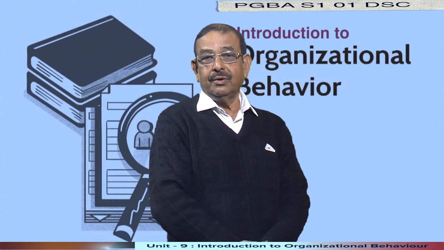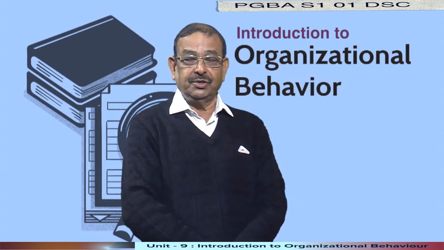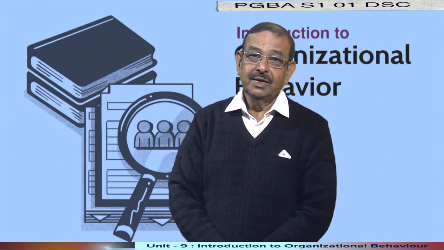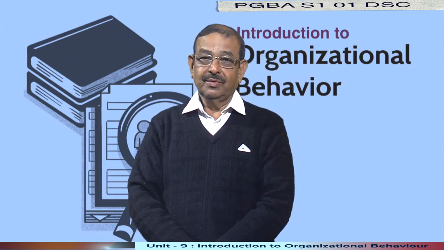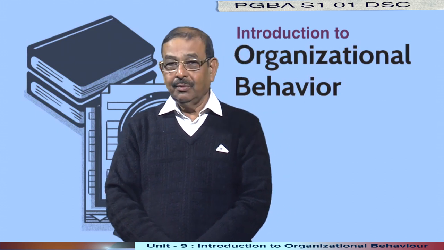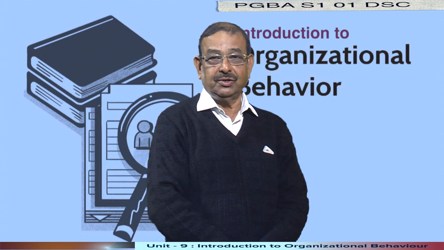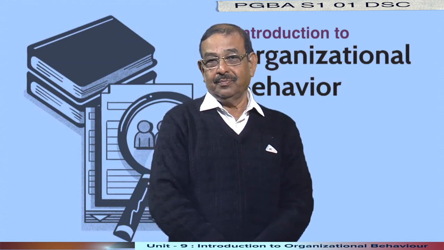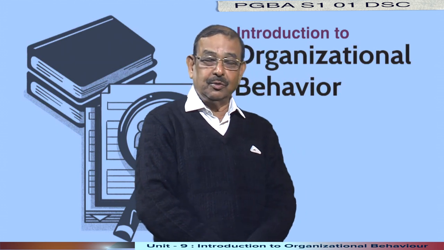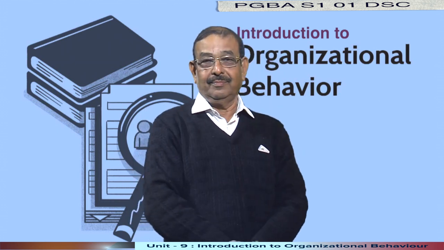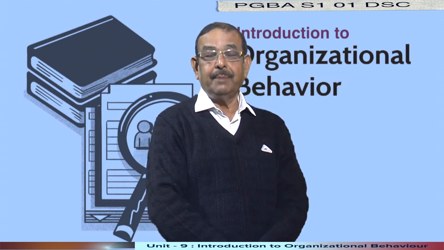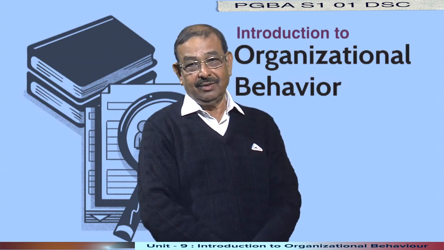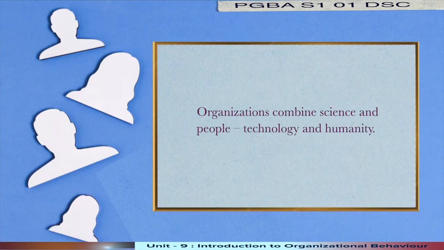So if someone wishes to work in an organization or to manage the organization, it is necessary that the persons need to understand how they operate. What is the mode of operation of organizations? And this mode of operations, as we all know, is management. In the first unit also we discussed whether management is a science or art. So in organizations also we find application of both science as well as art. So organizations combine science and people, human beings. So it has to integrate technology as well as humanity.